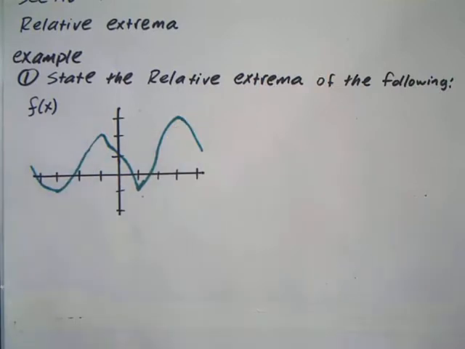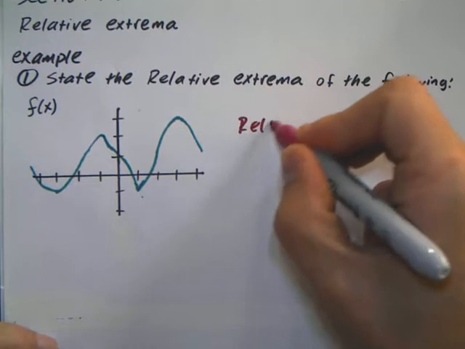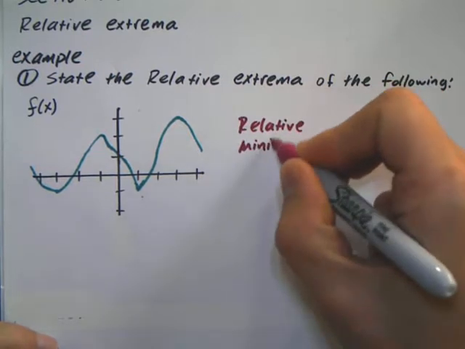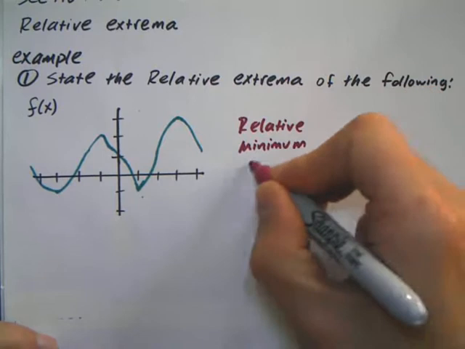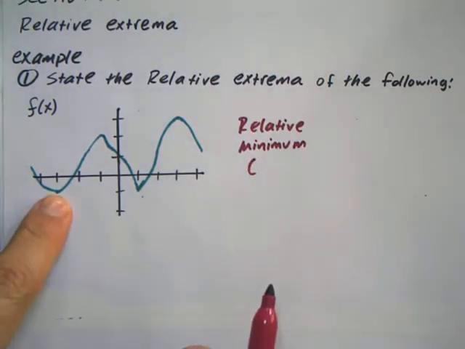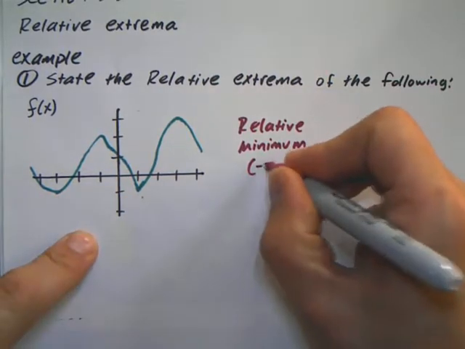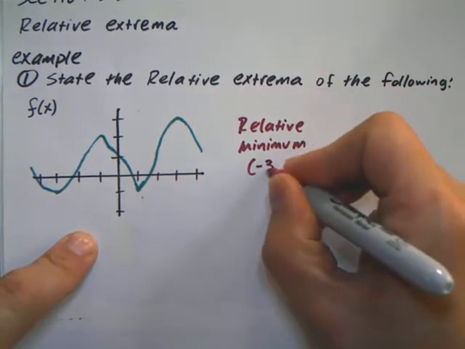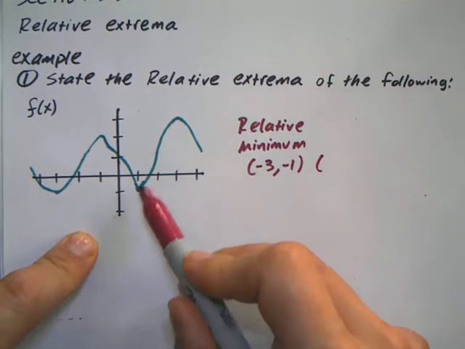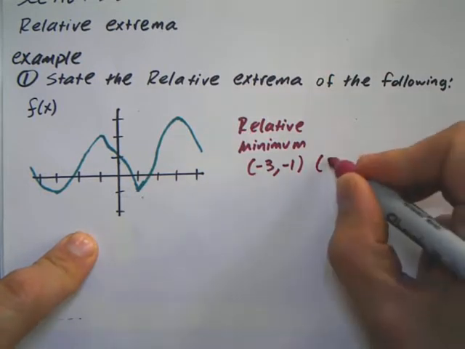So as far as this problem goes, you would say that there's a relative minimum. And you want to state the ordered pair. So the minimum occurs over here at (-3, -1). So it's an ordered pair, the actual points (-3, -1). And also a minimum at the low point at (1, -1).